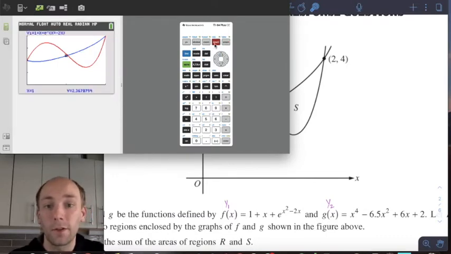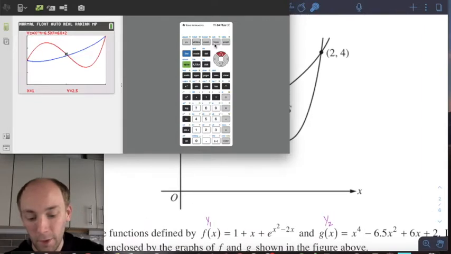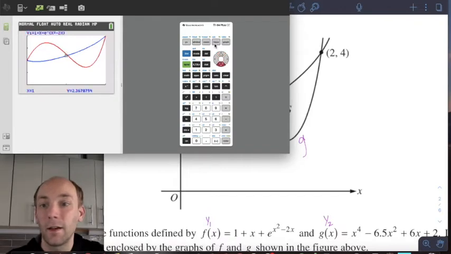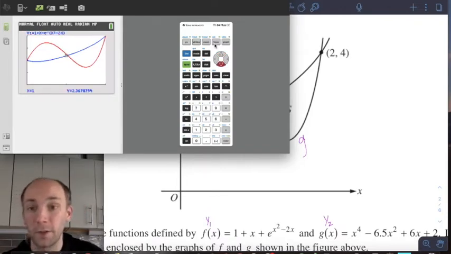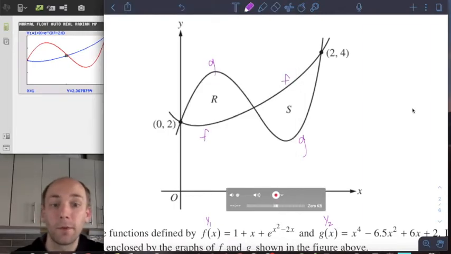And if you notice, y2, or g, is the curve that goes up and then down the hill and then the valley. So we'll go ahead and label this one g. I'm going to label it in two different spots. And then f, or y1, is the blue function, the curve that just kind of swoops. So we're going to call this f. Okay, so I've marked those on my paper as well.